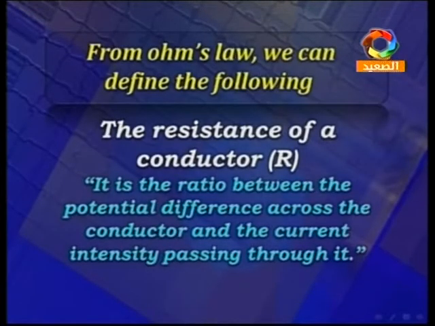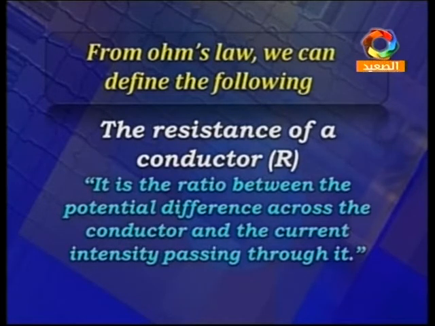After that, from Ohm's law, we can define the following. We can define the resistance, the electric current intensity, and the ampere. Resistance of the conductor R is the ratio between the potential difference across the conductor and the current intensity passing through it. Because R equals V divided by I, it is a ratio. It is a relation between them.